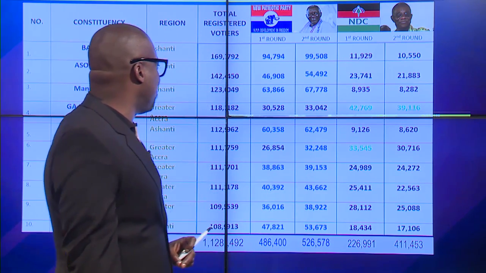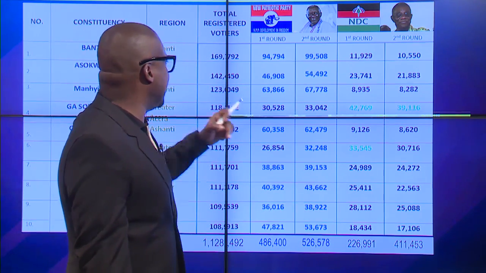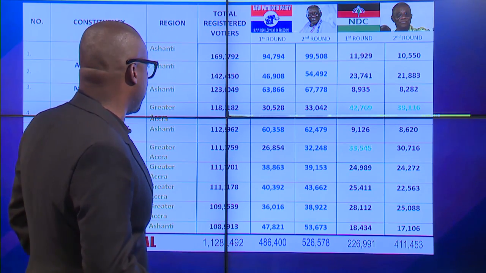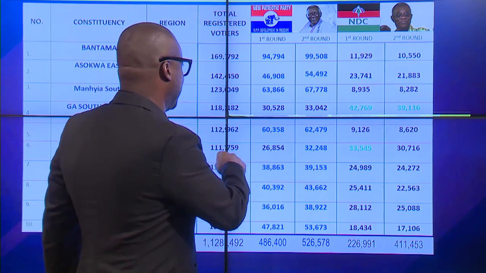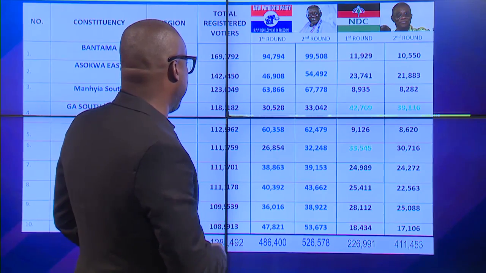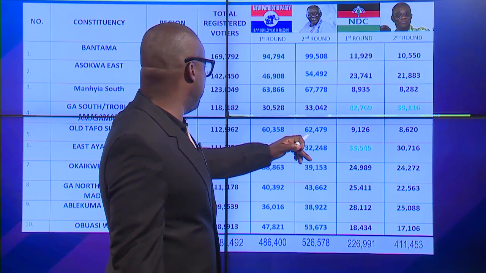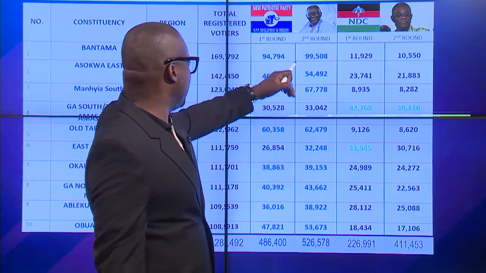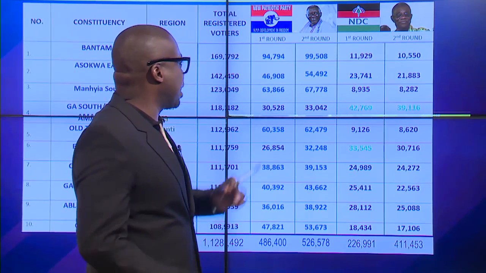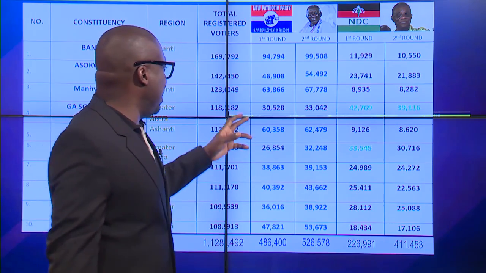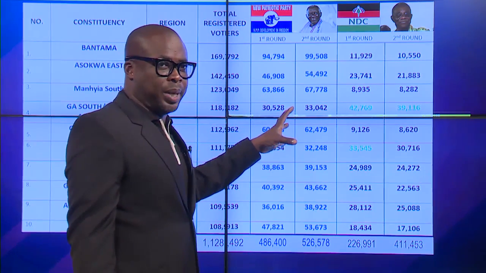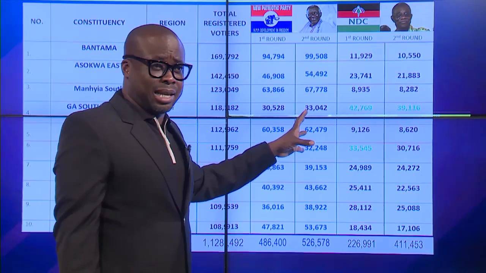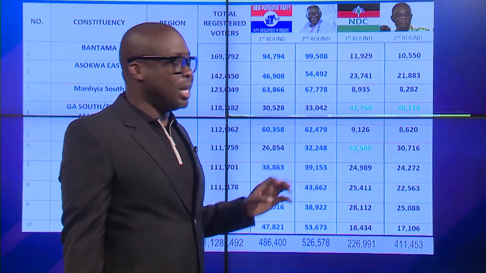1, 2, 3, 4, 5, 6, 7, 8. John Kufuor actually picks one more in the second round than he did in the first round, and we have to look for which constituency that is. John Kufuor picks up, I believe, one more constituency, but he picks up 8 in the second round and he wins the election. So NPP pick up 8 of the top 10 in the second round. They had 7 in the first round and they win the election.